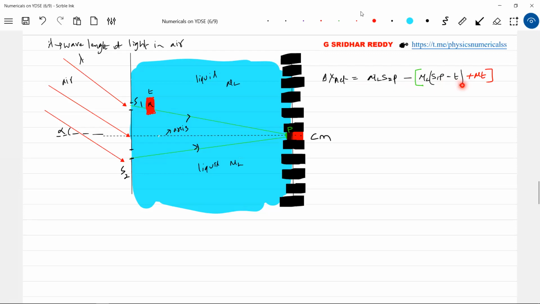This is very important. Rest is all mathematics; this is the concept. I'll put it once again. First, after the slit: the ray will cover a path length of S2P in liquid, optical path length mu L S2P. Minus, the ray will cover a path in liquid, how much? S1P minus T, optical path length mu L times that, plus the ray will cover a distance T in the slab, optical path length mu T. This is what happens after the slits.